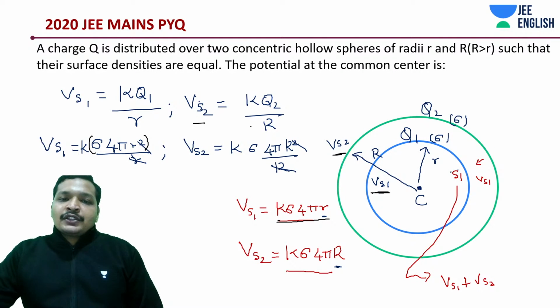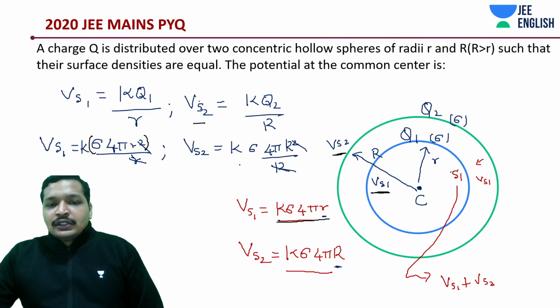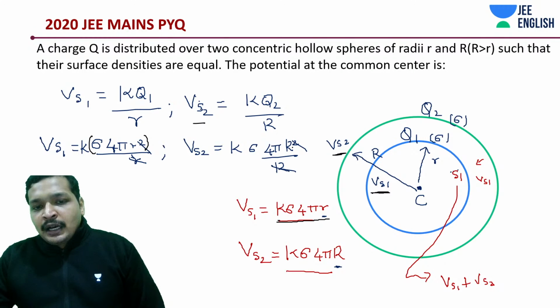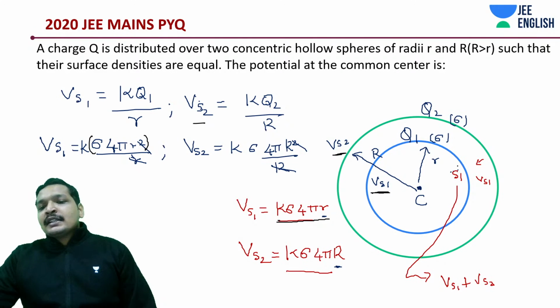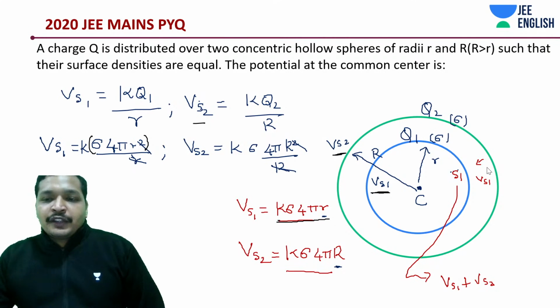Similarly, for surface 2, it's k into q2 by R. So it's going to be k into sigma into 4 pi R square divided by capital R. And one more thing, remember guys, anywhere inside this place it's going to be Vs1 plus Vs2, and anywhere outside this place it's going to be Vs1 plus Vs2.